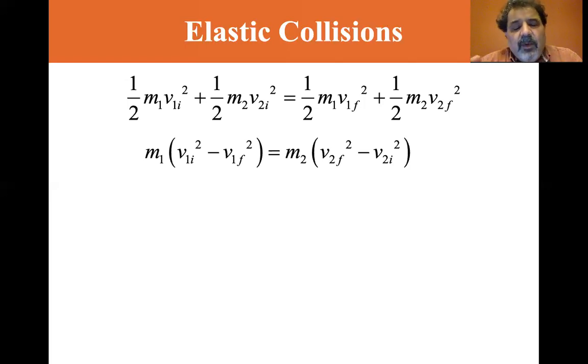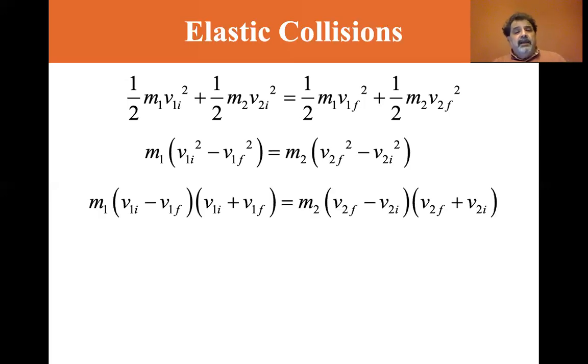Now, whenever you have A squared minus B squared, you can factor that as A minus B times A plus B. And that's what we're going to do. M1 times V1 initial minus V1 final times V1 initial plus V1 final. That's equal to M2 times V2 final minus V2 initial times V2 final plus V2 initial.